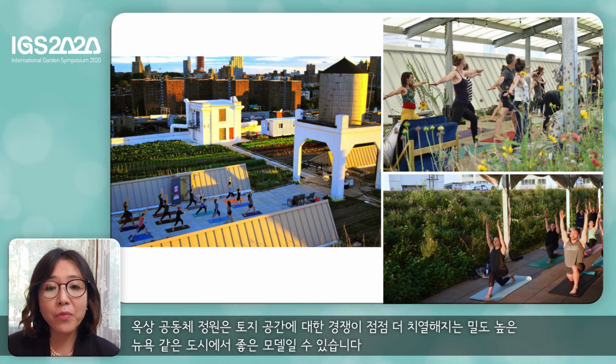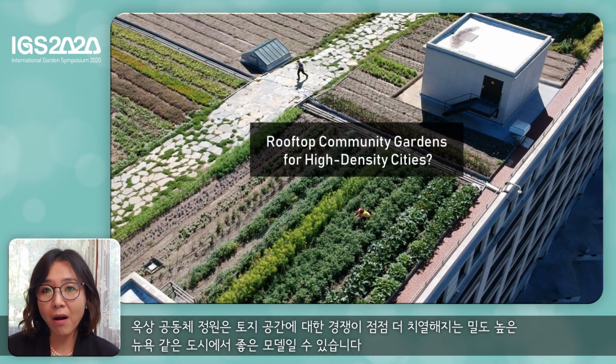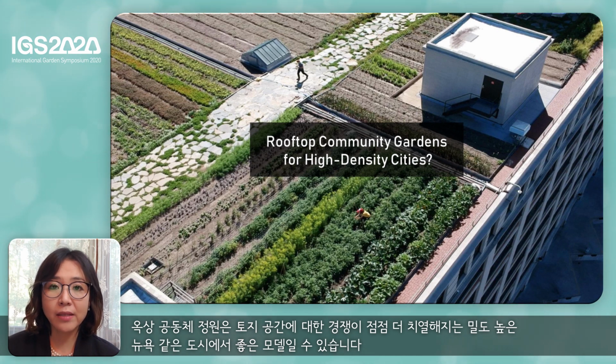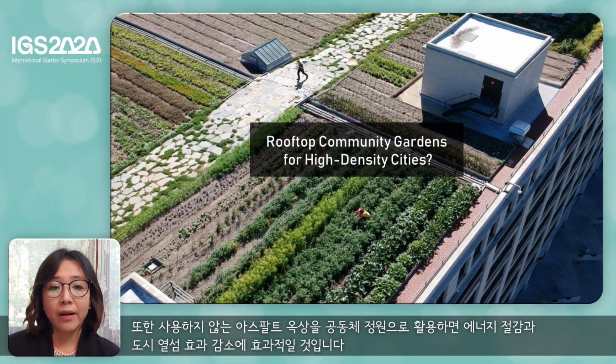So rooftop community gardens may be a model for such high-density cities as New York City, where there's increasing competition for space on the ground. And capitalizing upon the unused black tar rooftops for community gardens would be good for energy saving and reducing the urban heat island effect as well.